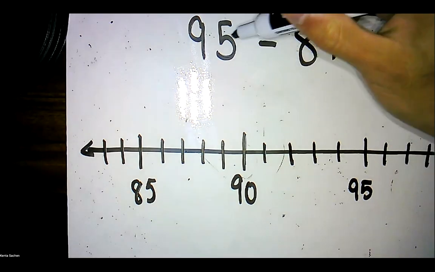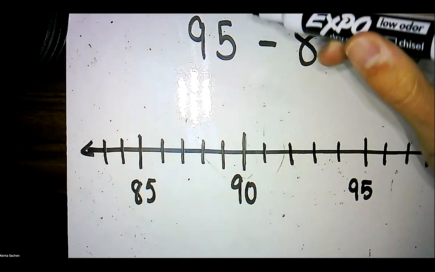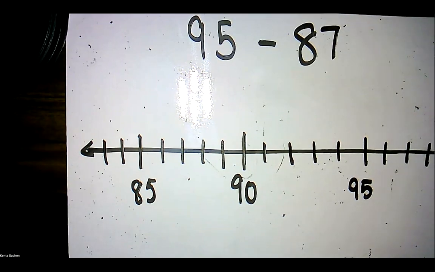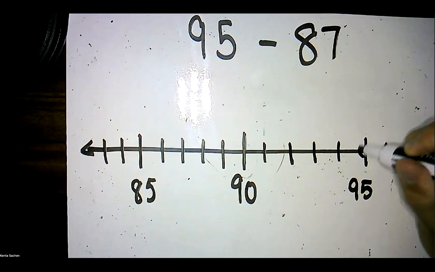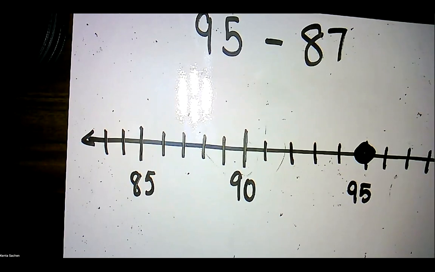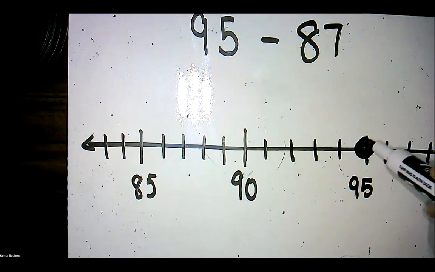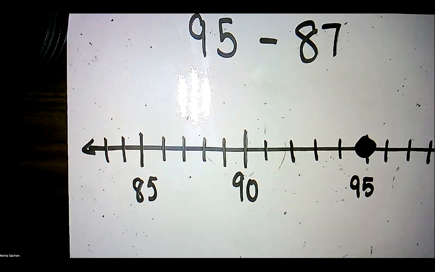So 95 minus 87, right? It was the blue car and the green car. Now remember this from yesterday. We're going to start by finding 95 on our number line. Right? And then instead of going backwards 87 times, we're just going to go back until we get to 87. Okay, 95 minus 87.